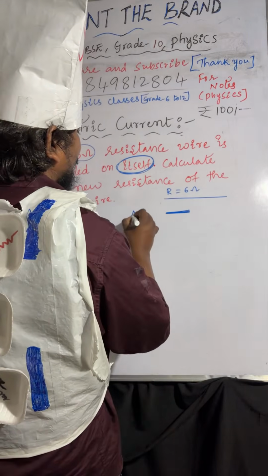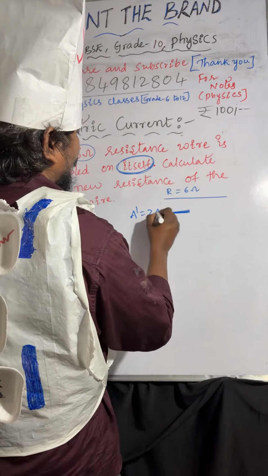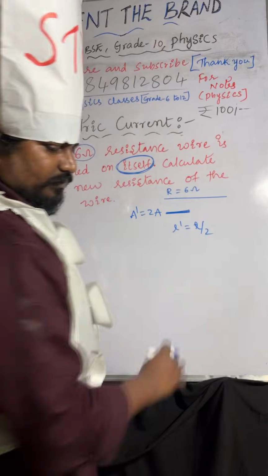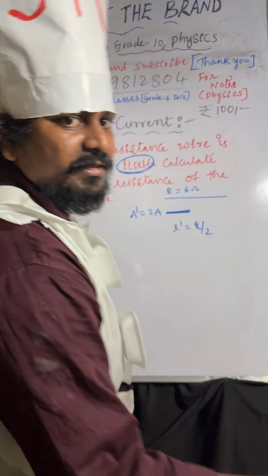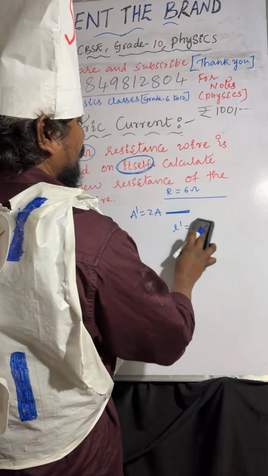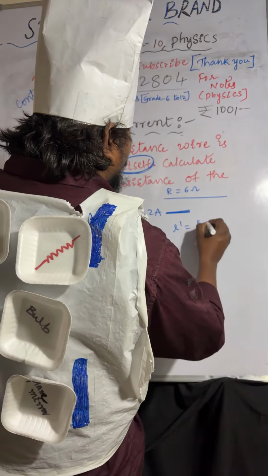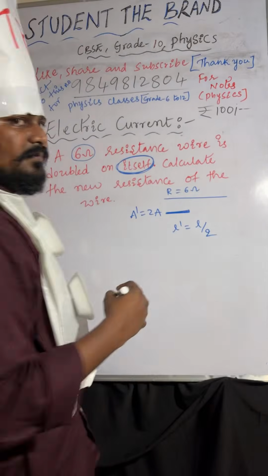Then A dash equal to 2A. L dash equal to L by 2. Understood or not? Check once. A dash equal to 2A. L dash equal to L by 2.